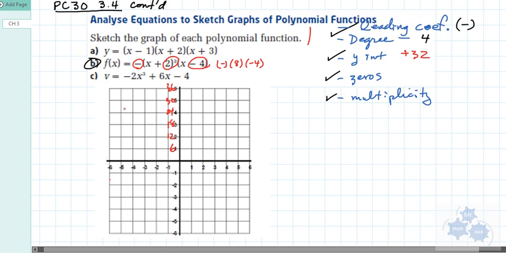Has everyone got that in y-intercept? This is important to be able to get this from the factors. You've got to be able to do that. And instead of multiplying it all out, expanding it all, and getting a polynomial, you can do it from the factors. So that's the main thing I wanted to show you here.